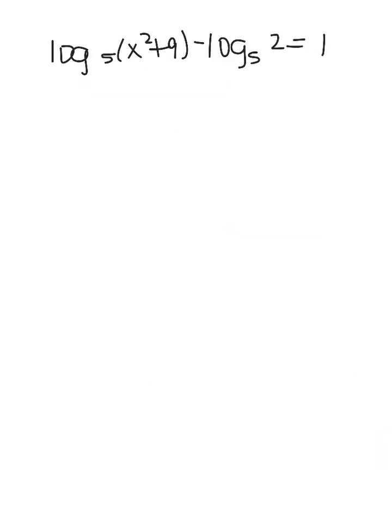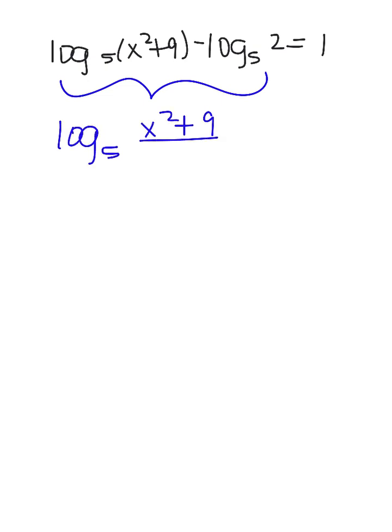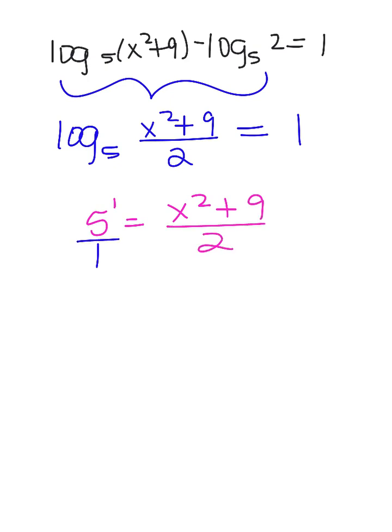Okay, so again, we have to condense. So I have log base 5 of x squared plus 9 divided by 2 equals 1. So again, I only have log on one side, so I have to put it into exponential form. So it's 5 to the first power equals x squared plus 9 over 2. Let's put this over 1 and cross multiply. 10 equals x squared plus 9.